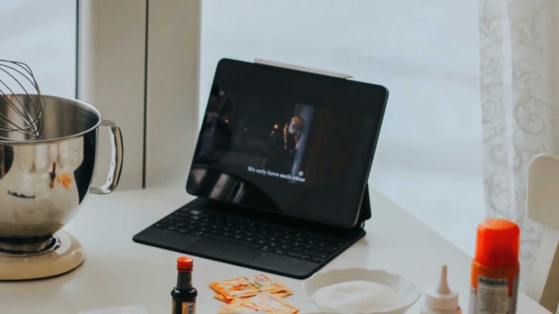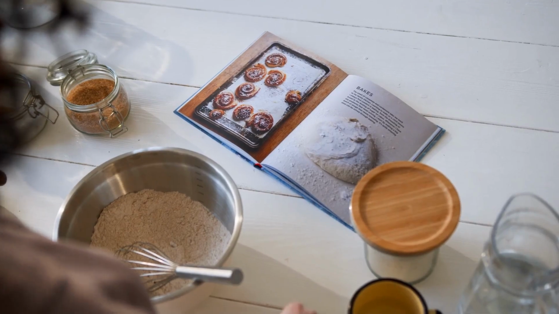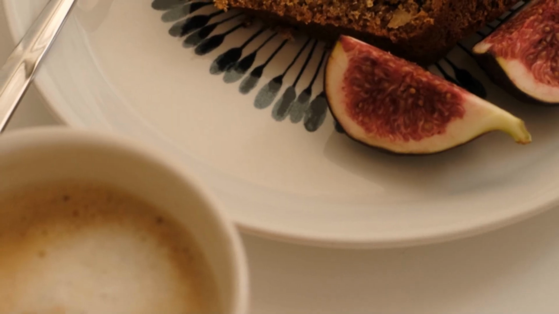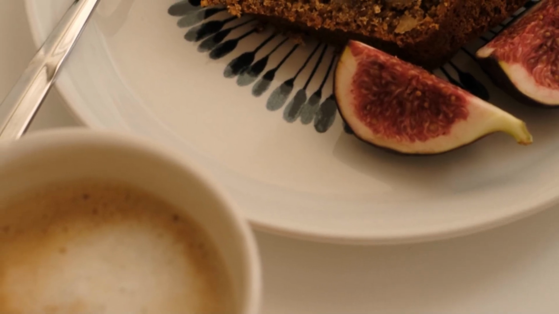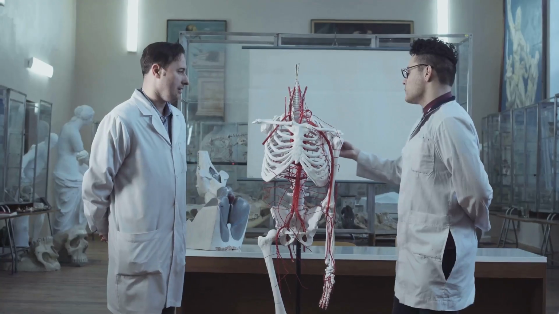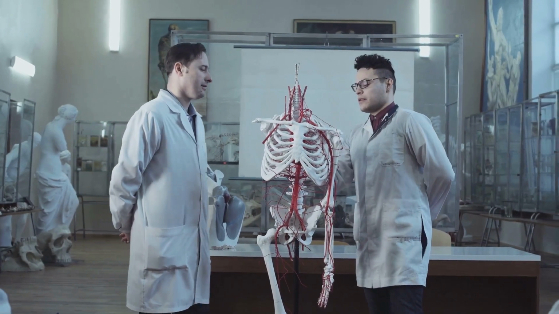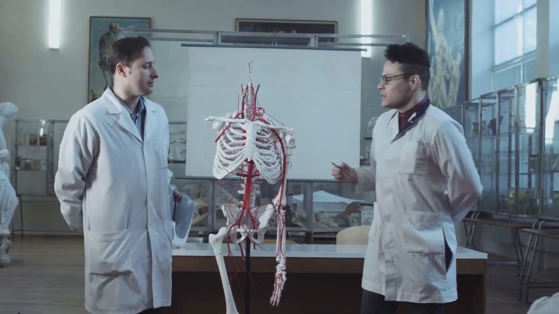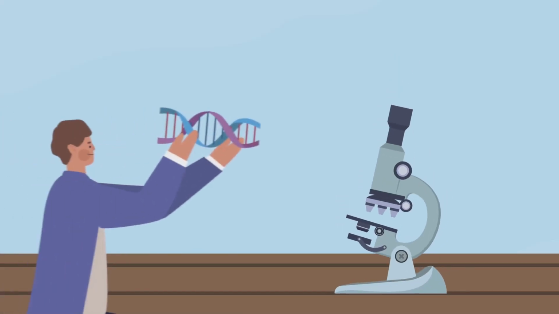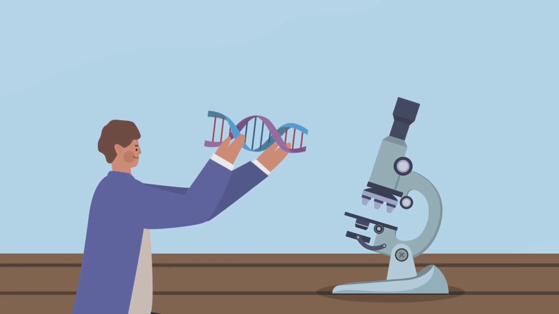Think of baking a lamington. The recipe is like your genotype. It decides what the finished lamington will be like. That's your phenotype, the stuff you can actually see. Your genotype affects everything from how tall you are to whether you're likely to get certain illnesses. It's the hidden code that makes you, you.